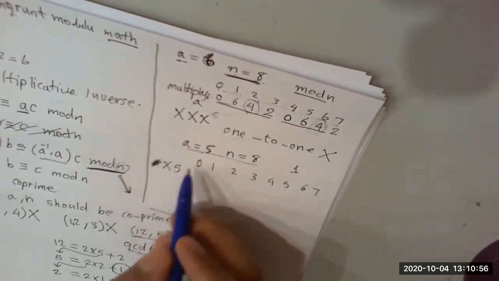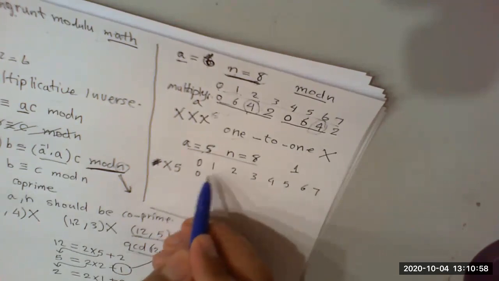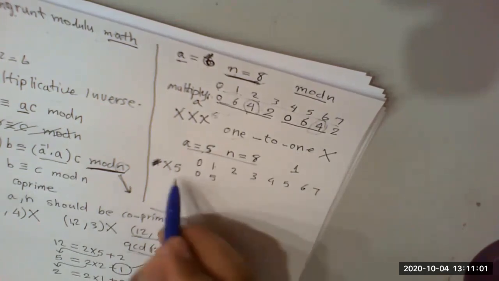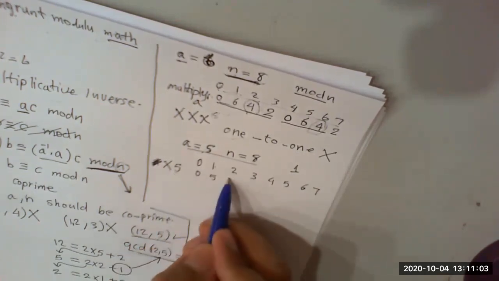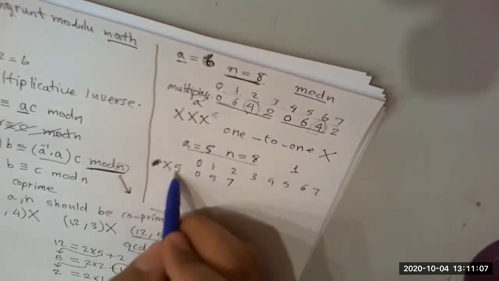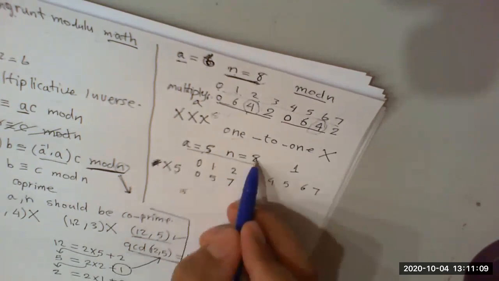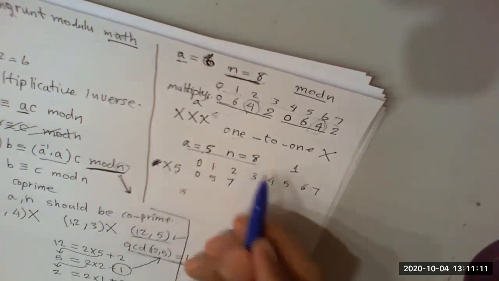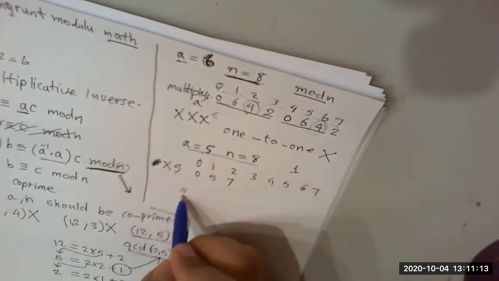Multiply by 5. 0 multiplied by 5 is 0. 1 multiplied by 5 is 5. 2 multiplied by 5 is 7, which is less than 8. 3 multiplied by 5 is 15.